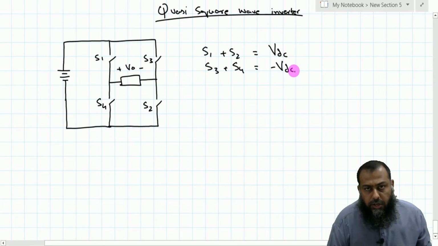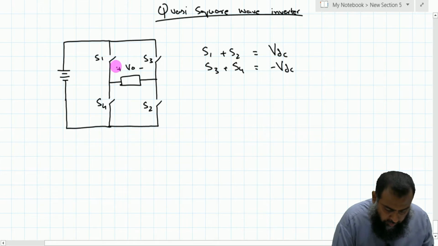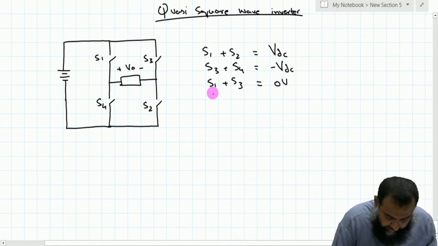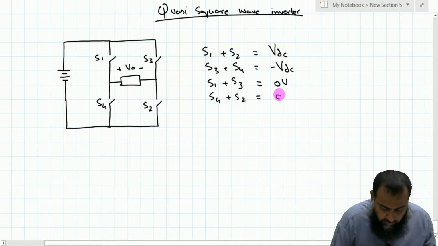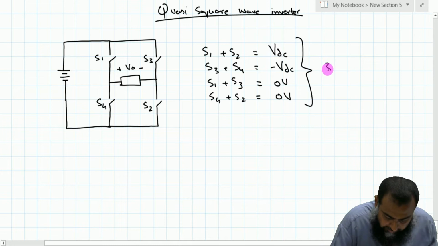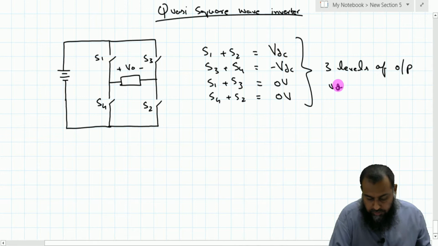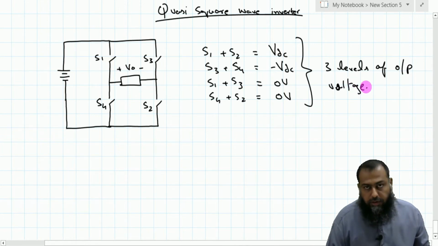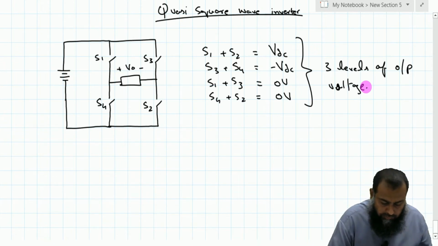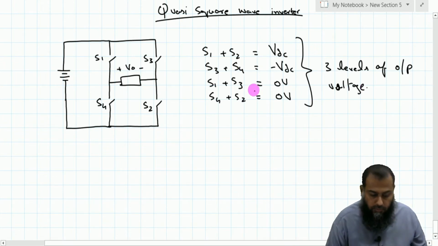In a quasi square wave inverter, to introduce zero periods in the square waveform, we require a third set as well, that is, to turn on the switches S1 and S3 to get 0 volt, or S4 and S2 to get the 0 volt. So together, in a quasi square wave inverter, we have three levels of output voltage, right? What is the advantage of using these three levels of output voltage?